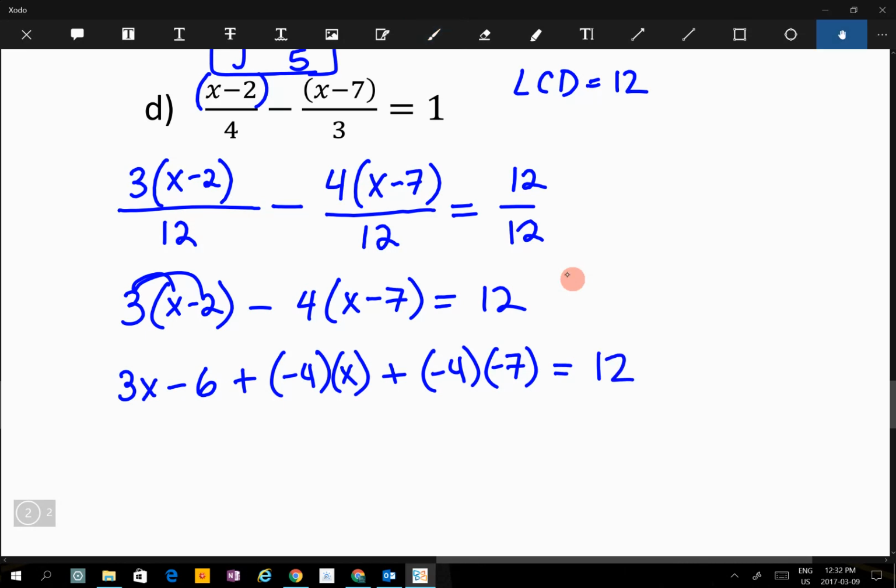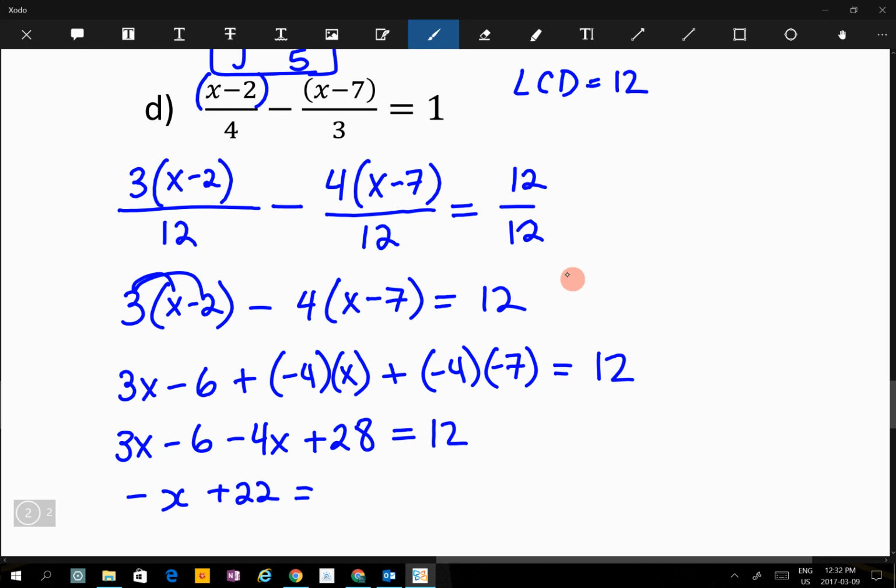Okay, then we'll simplify a little bit. So 3x minus 6, negative 4x, so minus 4x, and then we have minus 4 times minus 7, which is positive 28, equals 12. So 3x minus 4x is just a single x, sorry, a negative x, and then negative 6 plus 28 is plus 22, and that equals 12.